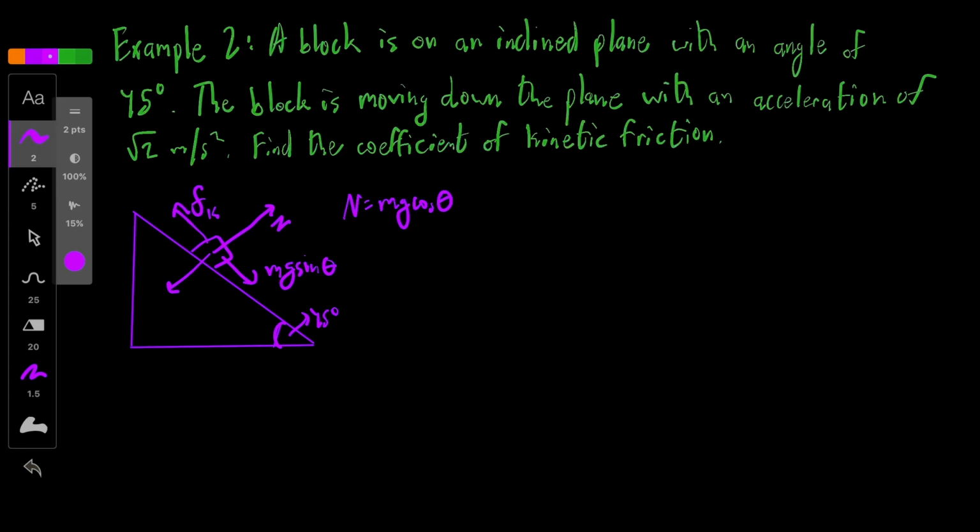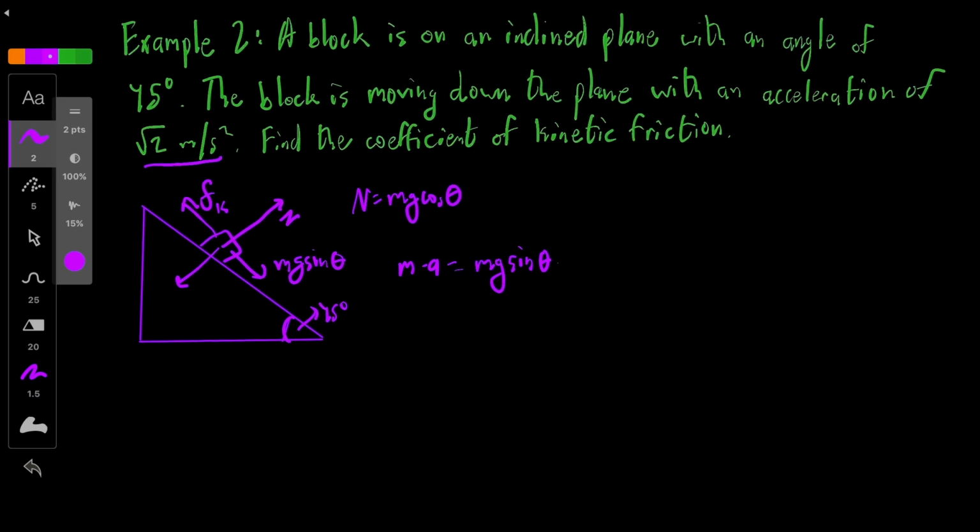And since we know that this block is moving down the plane, we can say that the net force, or our mass times our acceleration, which is the one given in the problem, is going to be equal to mg sine theta minus mu k, or our coefficient of kinetic friction, times mg cosine theta. Now again, we'll assume g to be 10 meters per second squared for the purposes of this problem.